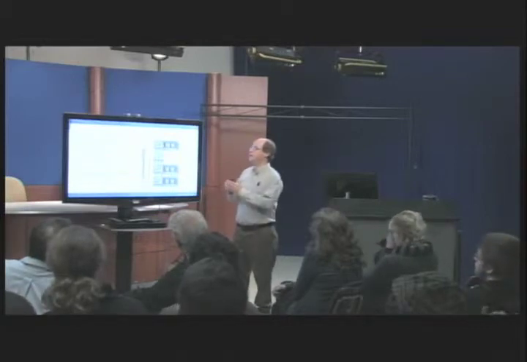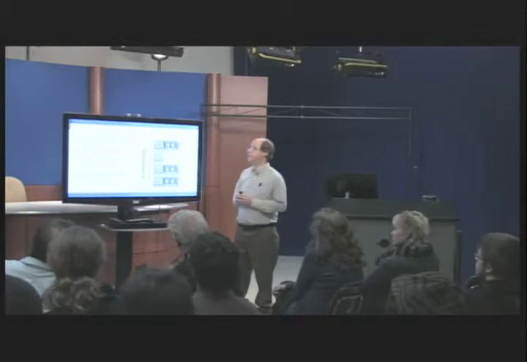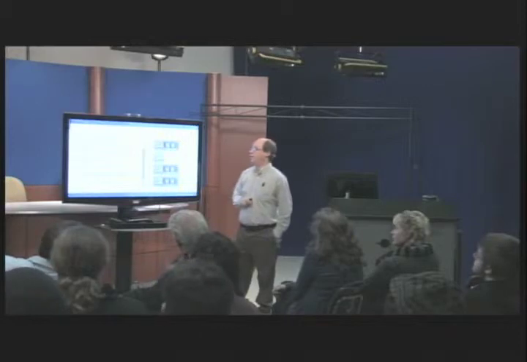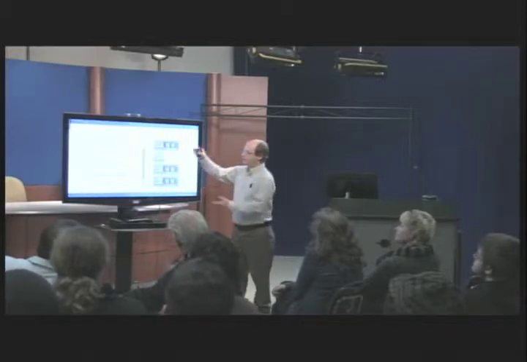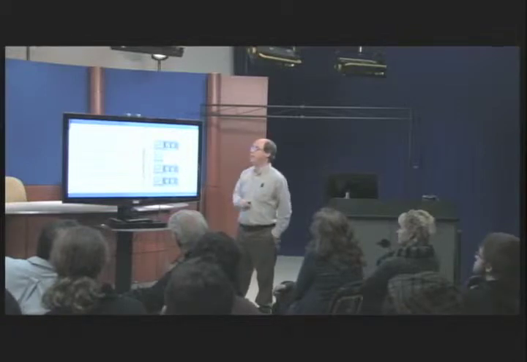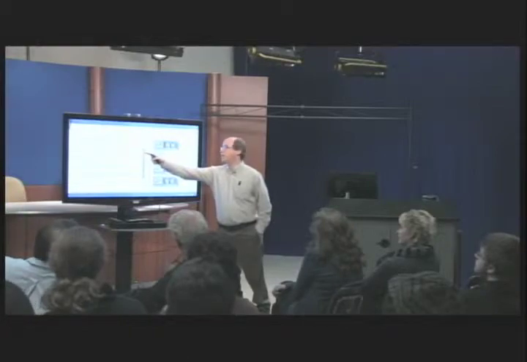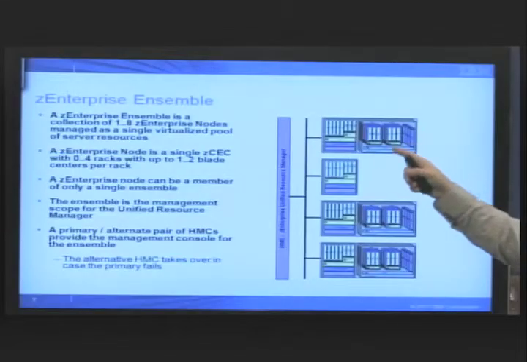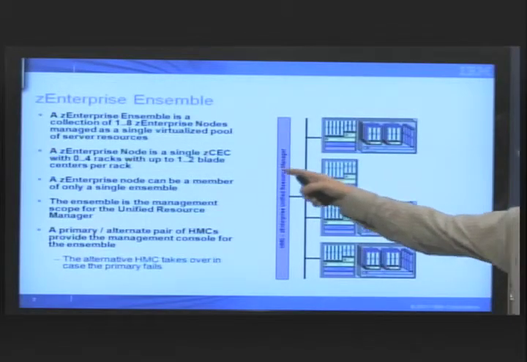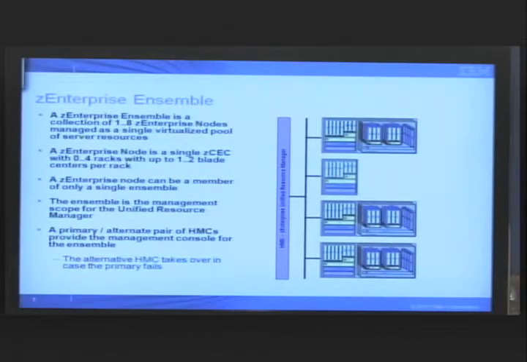So that's sort of the management domain of Unified Resource Manager. It's 1 to 8 nodes. And the HMC then gives you a single point of control for managing that whole environment. A given node can have up to 4 racks for the ZBX with up to 2 blade centers in each rack, and that works out to be like 112 blades per node.